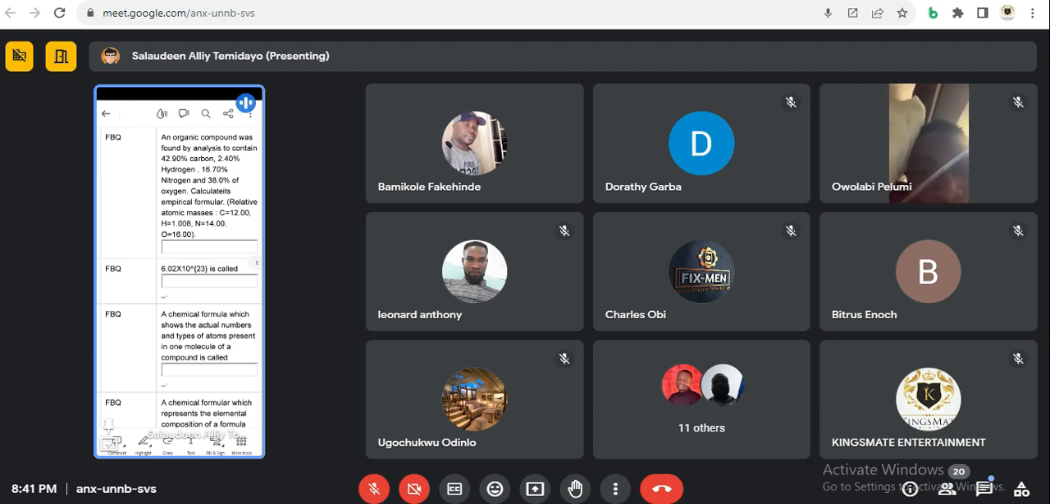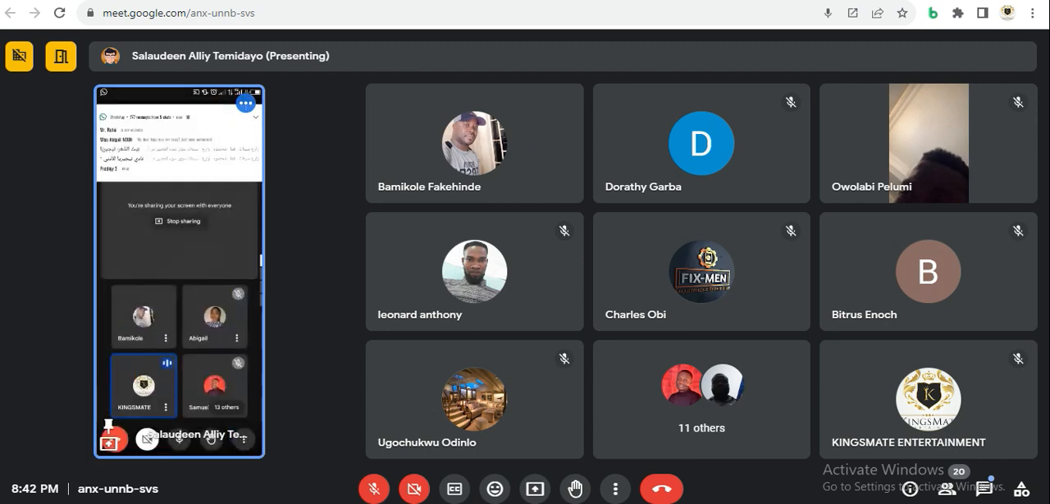So the empirical formula is the simplest form in which a compound can be represented formula-wise. What we mean by this is that glucose is a compound, an organic compound. C6H12O6 is the formula for glucose. If we want to cut it into a ratio, we can write C6H12O6 as C1H2O1, that is CH2O. That's what we mean by that.